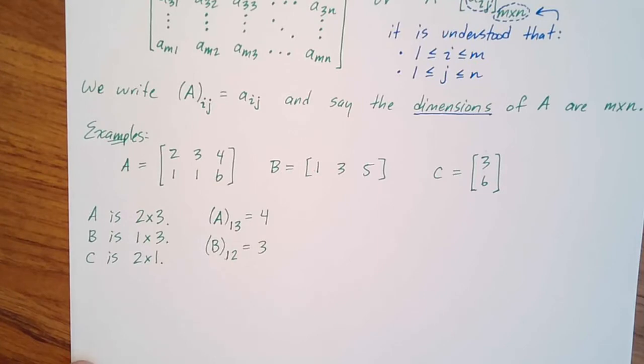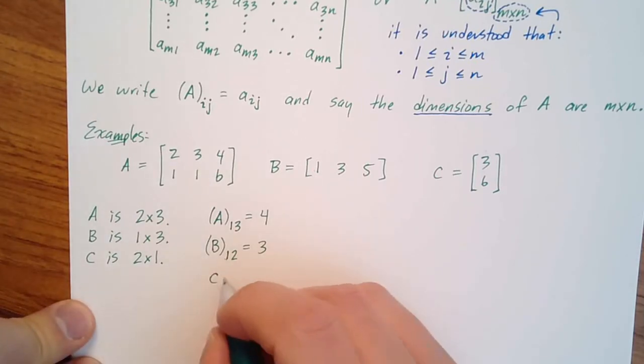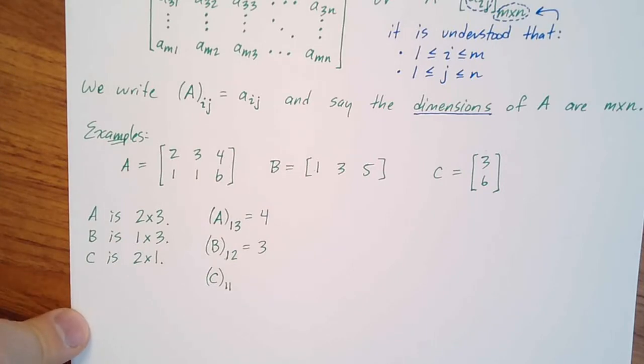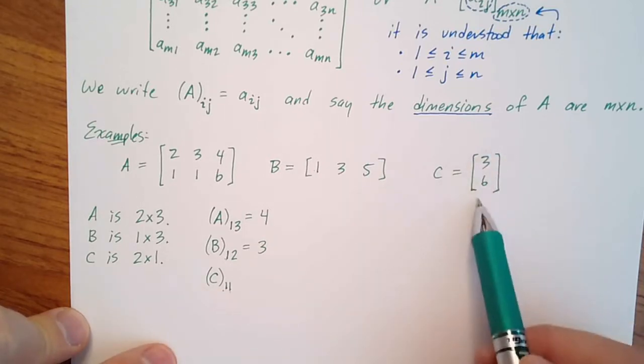And then what about if I say the matrix C, and then I want to pick off the 1, 1 entry. So the entry that's in the first column, I should say the row first. It's in the first row and the first column. So first row, first column is going to be a 3.